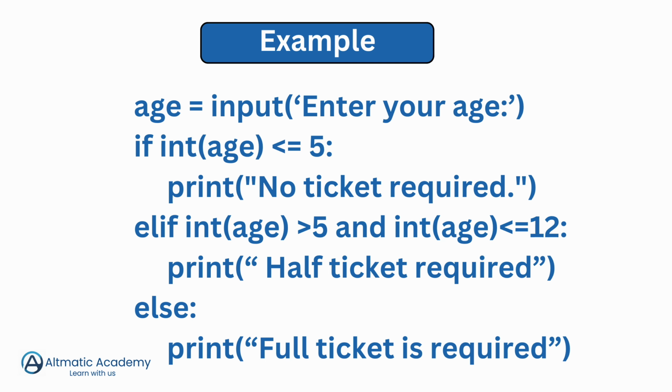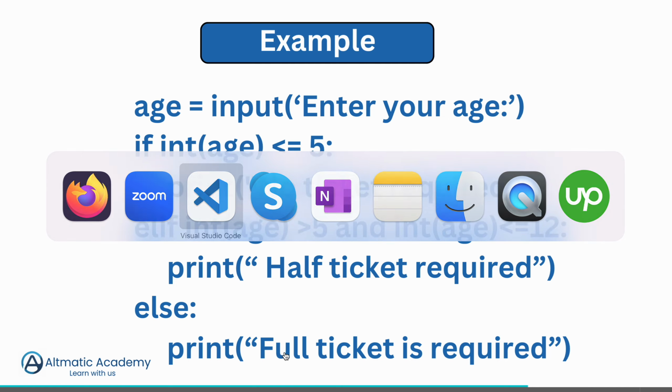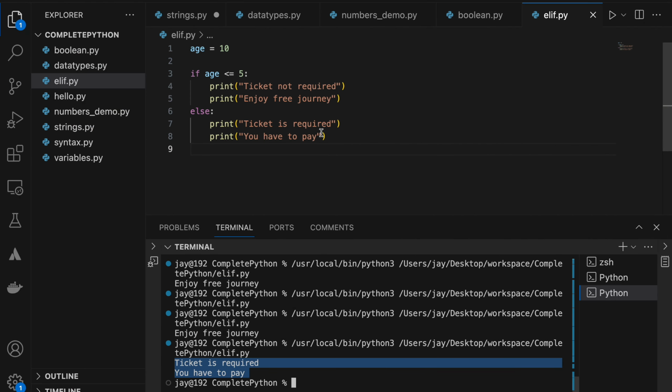Let us see with some example, like here how multiple if, else if and else have been written, right? So let us write a program. Here I have given one example, like enter your age. If age is less than equal to 5, then no ticket required. But if age is greater than 5 and less than equal to 12, half ticket required, else print full ticket required, right? So let us see in our program.